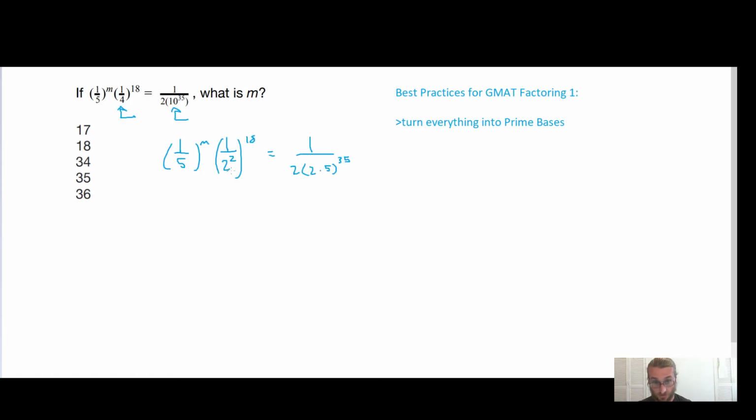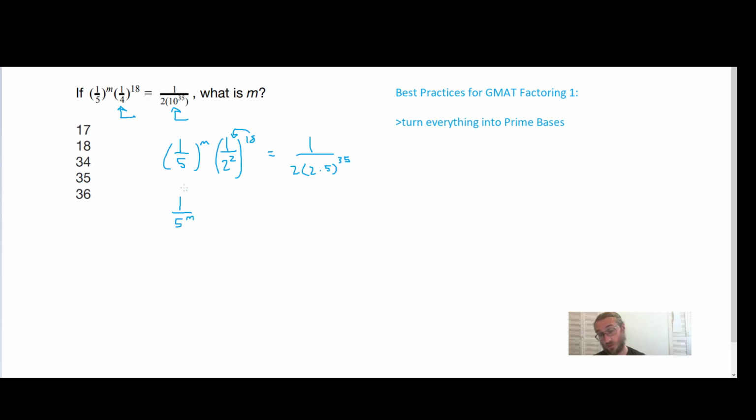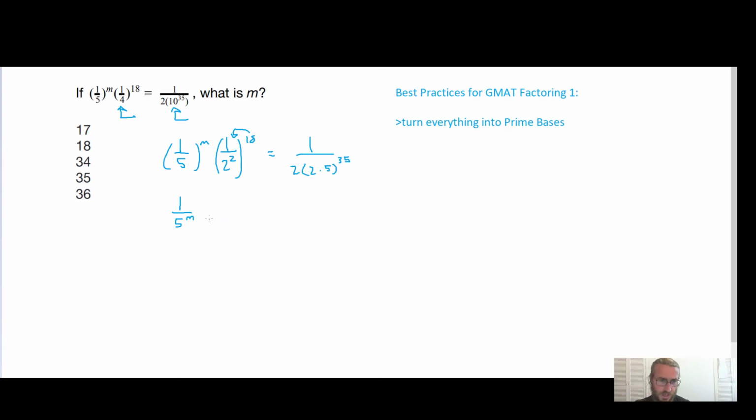So what you'll see here is that now you can distribute your values, so you can bring that 18 in. I'm going to leave all of this on the bottom. We could theoretically flip these over, but it really doesn't make any difference. This is 1 to the m as well, by the way, but we don't need to write that because 1 to any power is 1. 5 to the m, we'll just leave that. This becomes 1 over 2 to the 36. Then on the other side, that 2 is 2 to the 1, so we'll just leave that one. And then that's 2 to the 35 times 5 to the 35.